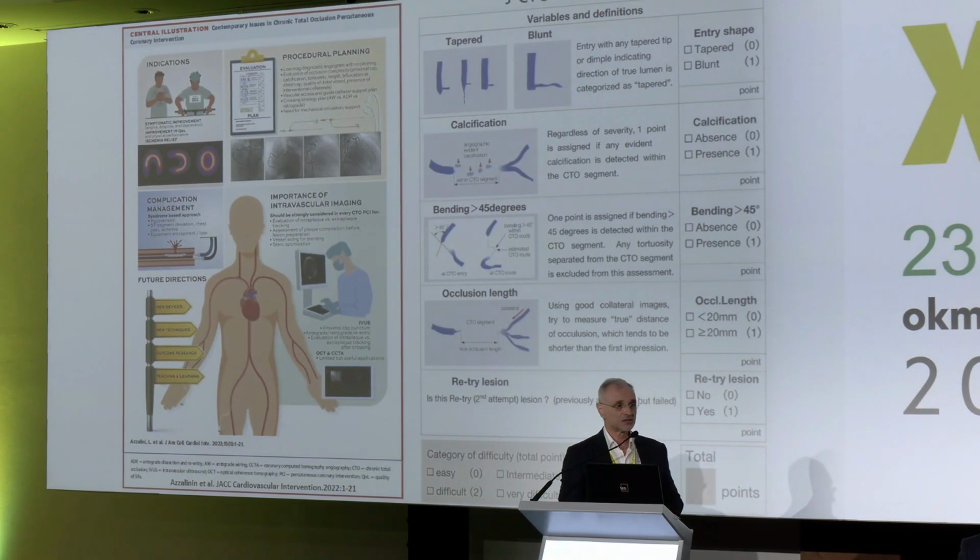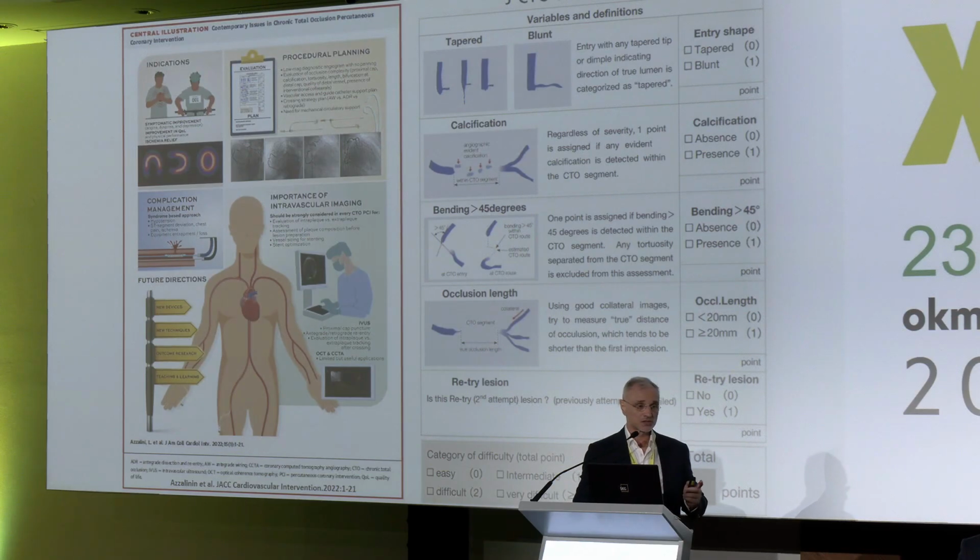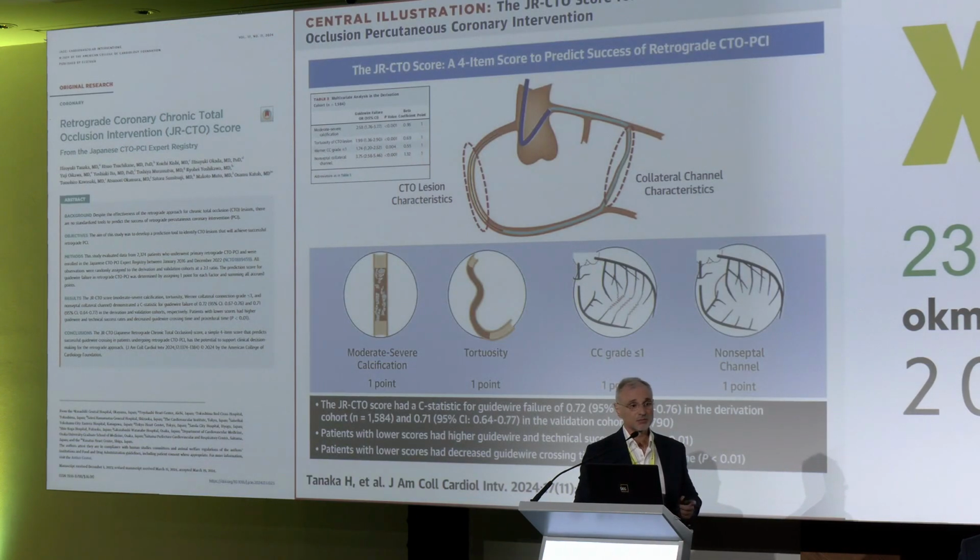So we're talking about the J-CTO score. That was a score that was created for antegrade CTO PCI, and this has been modified by the Japanese for the distal era, and you have the retrograde J-CTO, okay, the retrograde CTO score. And essentially what is remaining there, and that's what I'm telling you, is the calcification, as compared to the J-CTO score, and the tortuosity.